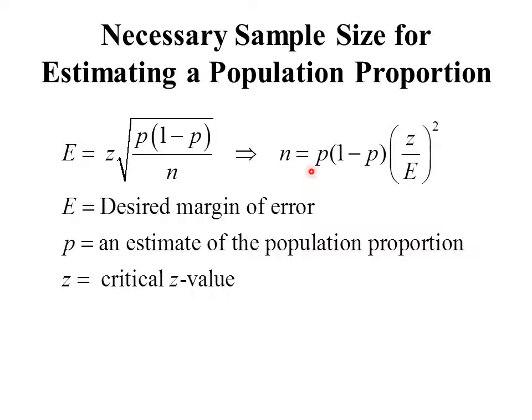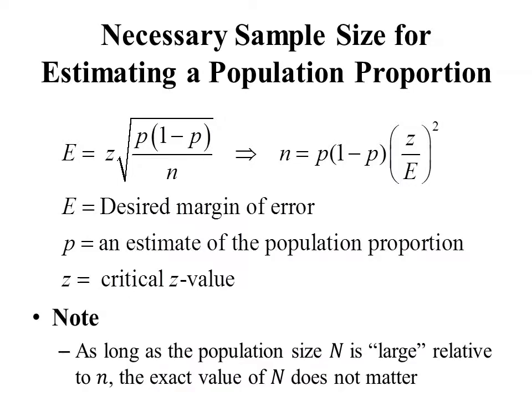So n is equal to p, where p is an estimate of the population proportion. Take that times 1 minus p, and we take that times z divided by e, where z is the critical z value corresponding to the desired confidence level, and then e is the desired margin of error, and then we square that. And again, note that in this formula, the population size just doesn't come into play.